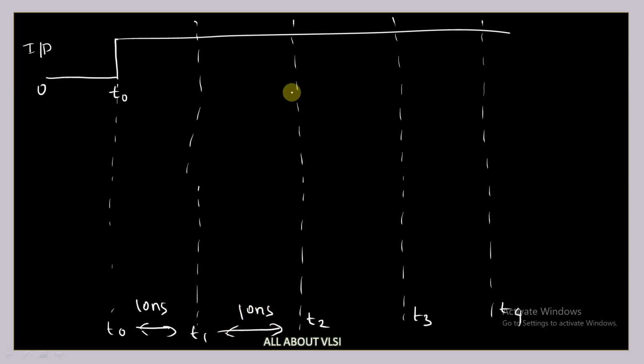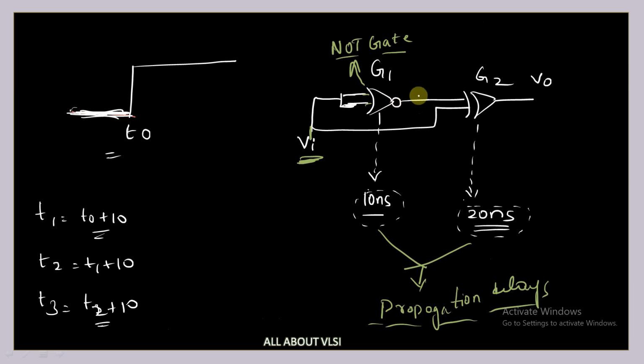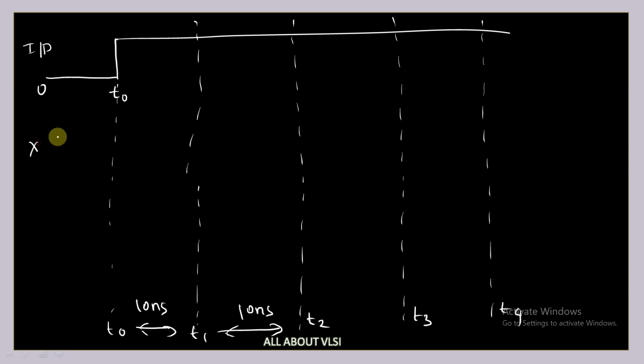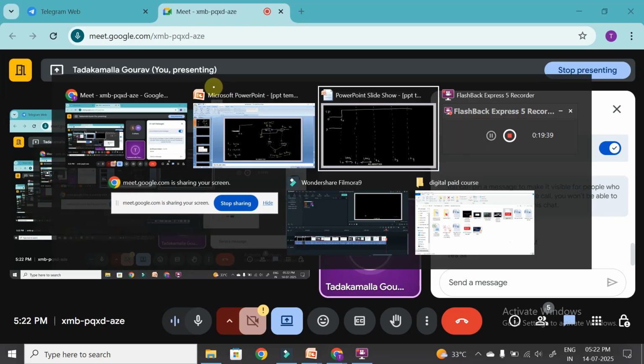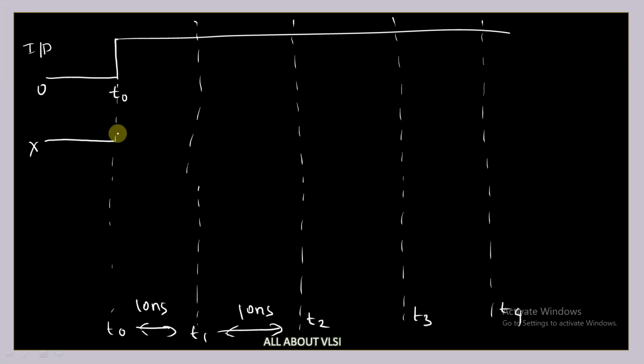Now, what is the output of your NOR gate? Let's say this output has some variable, let's say it is x. How is x going to look? The value of x, initially the input is 0, so it is 1. Now there is a positive transition at time t equal to t0. Will this positive transition in the input be reflected at the output at the same time, or where will it be reflected?